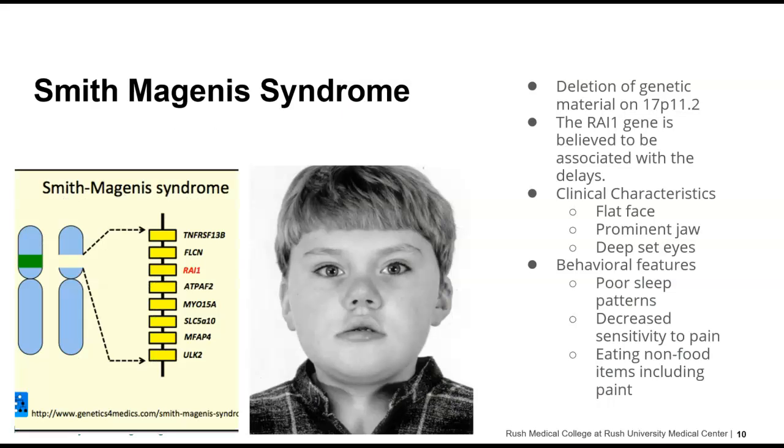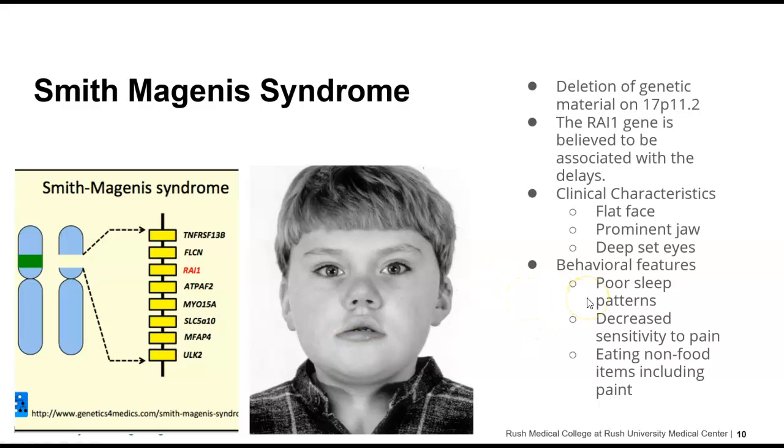Phelan-McDermott syndrome is caused by a deletion of material on the short arm of chromosome 17. So this is just a diagram of 17. One of the copies has a piece missing. These are all the genes that are most commonly in there, but we actually think this is the critical gene associated with Smith-Magenis syndrome. Features include a flat face, prominent jaw, deep-set eyes.